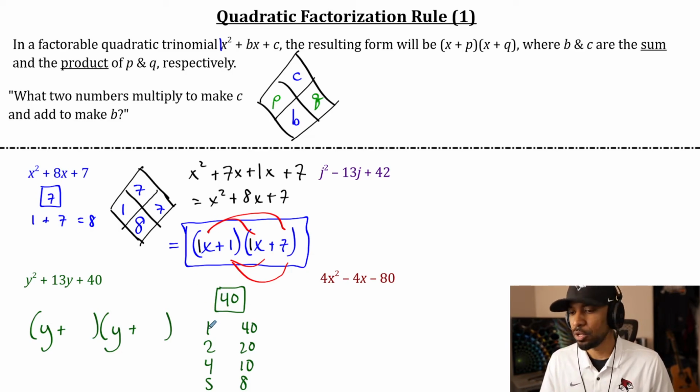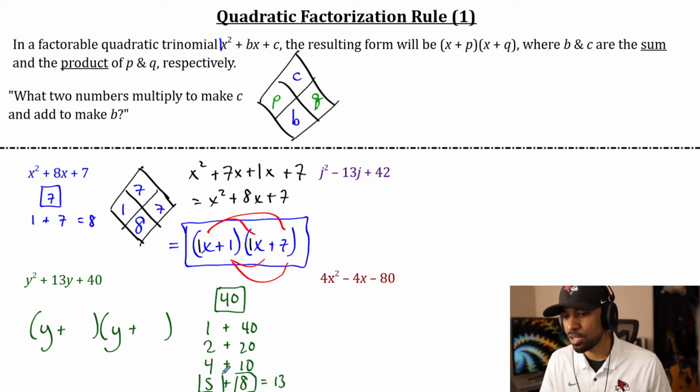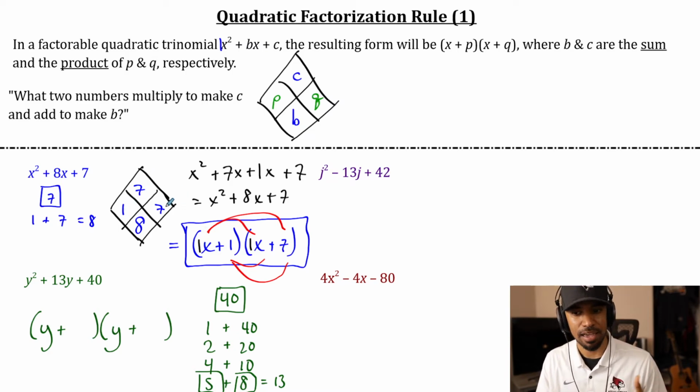Okay, here we go. So now they're going to be positive. So we say which one adds to make 13? 1 plus 40, that's 41. 2 plus 20 is 22. 4 plus 10 is 14. 5 plus 8 is 13. There it is. So 5 and 8 are your two numbers that would go in that diamond, 5 and 8.